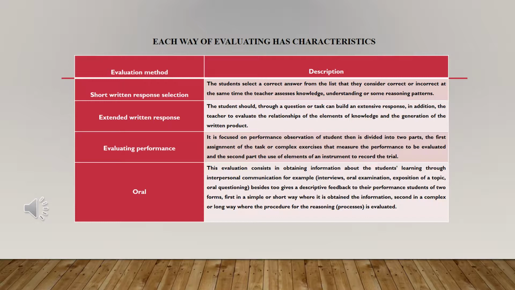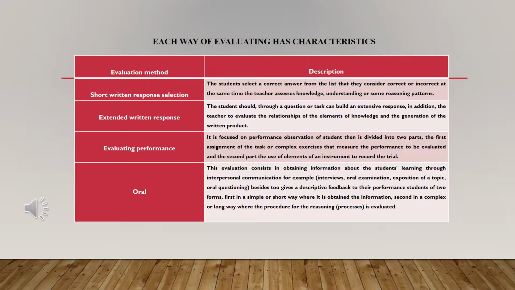The evaluative performance focuses on the observation of the student's performance. It is divided into two parts. The first is the assignment of the task or exercise that measures the performance to be evaluated, and in the second part they use the elements and the instrument to record the trial.